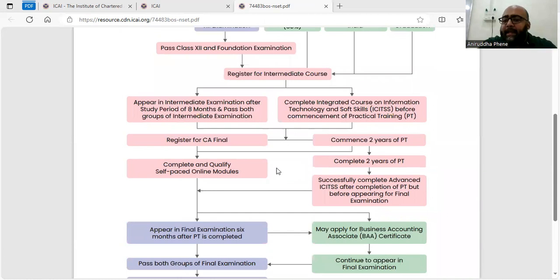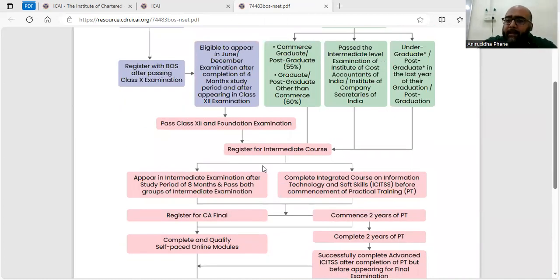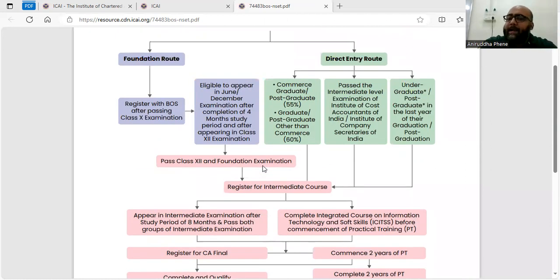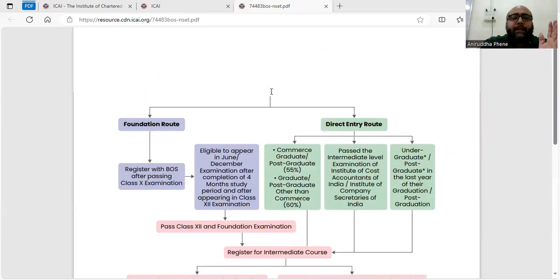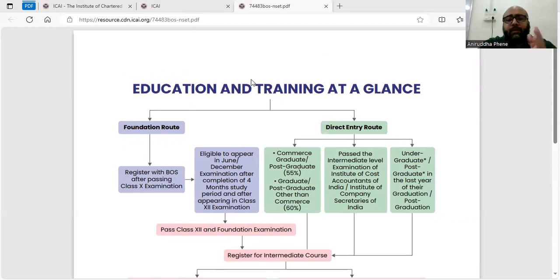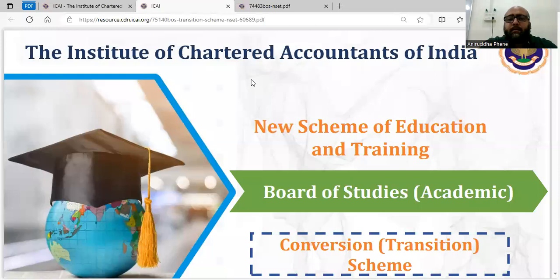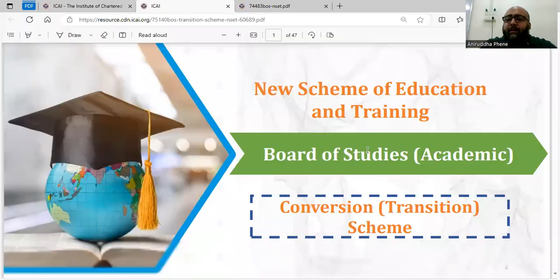Now, students who are already in intermediate or in final or in foundation, November 23 will be the last attempt in the old course, the existing scheme. You will have to compulsorily convert to the new scheme after that. So the Institute has put up a deadline, that is November 23 will be the last attempt. After that, you have to convert compulsorily to the new course. Apart from that, this is the new scheme of education and training.